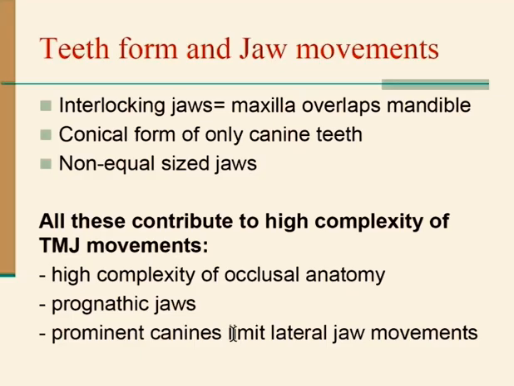Moreover, when we say that we don't have equal-sized jaws, when we say that the maxilla overlaps the mandible, when we say that the maxilla is more labially located in the horizontal plane, we can say that the temporomandibular joint is specialized and it has complex movement associated with the teeth form also.